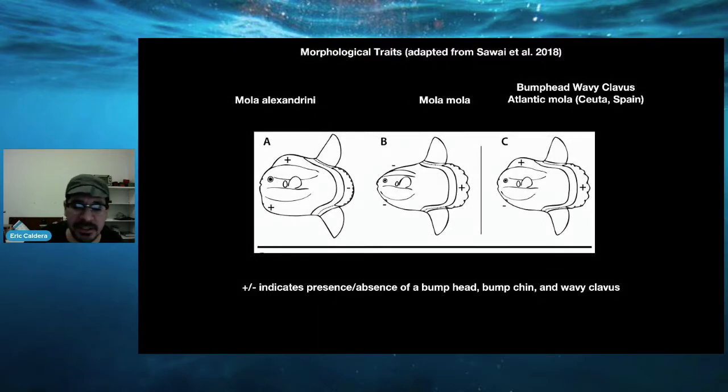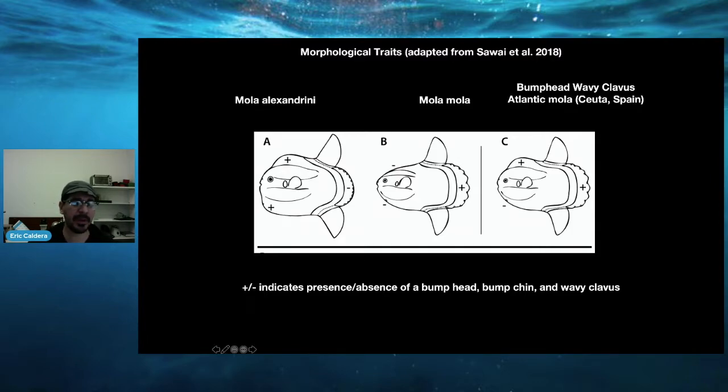So I wanted to just highlight one of the kind of questions we wanted to tackle using these really robust D-loop sequences. And as Dr. Sawai has talked about, he's done some great work on Mola morphology. And one thing that we found sort of interesting as we were writing up this chapter is that we came across a population of molas in Ceuta, Spain, that seemed to just be kind of an outlier in terms of what we think of as the typical morphology.